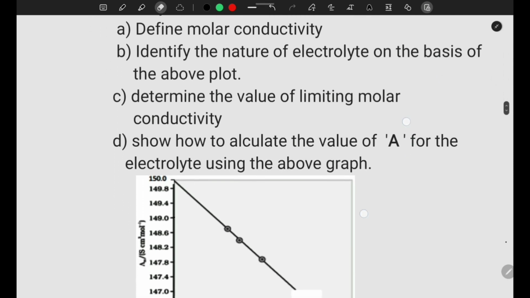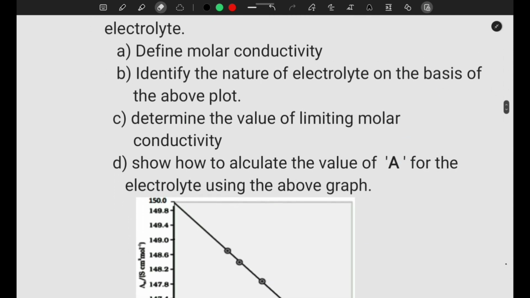Here, let us see the graph, and before that, let us define molar conductivity. Molar conductivity of a solution at a given concentration is the conductance of the volume V of solution containing 1 mole electrolyte kept between two electrodes with the area of cross-section A and distance of unit length.